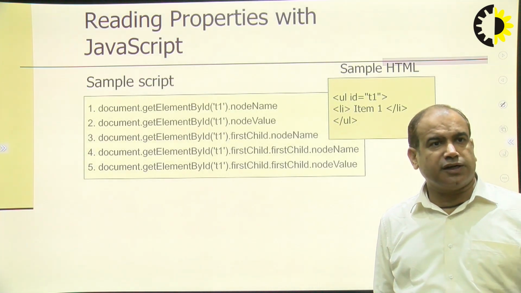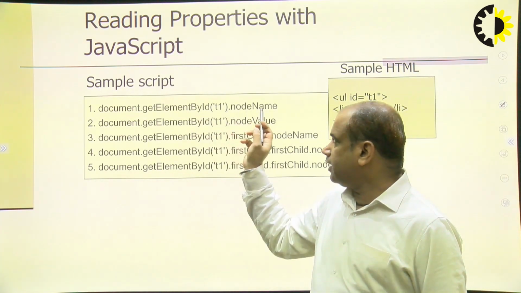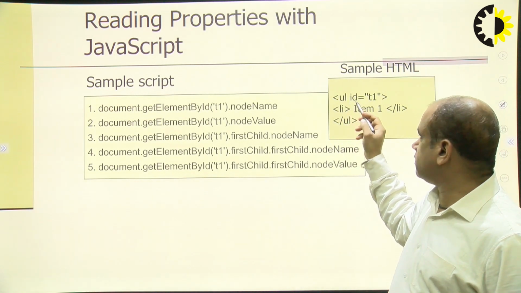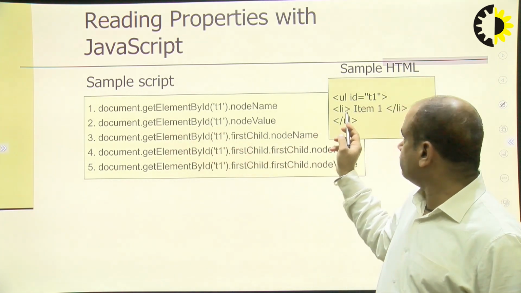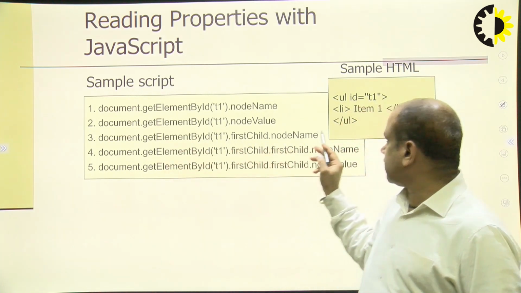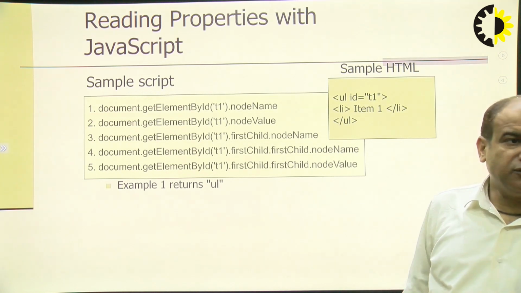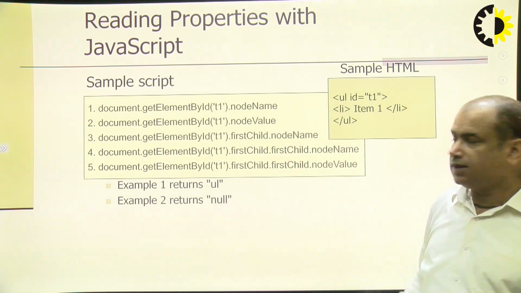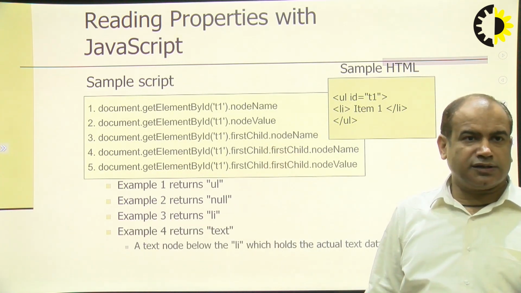If I talk about reading properties with JavaScript, here is how we can use it. document.getElementById t1.nodeName, because the list is defined with UL, and that is t1. Next, getElementById t1 nodeValue, that element whose id is equal to t1, and next getElementById first child node, that is item 1. Next nodeName, next nodeValue. You will see the values in the example: the first will return UL, the second will return null because no value is defined, the third returns li, and next it will return the text that is written in the node value.